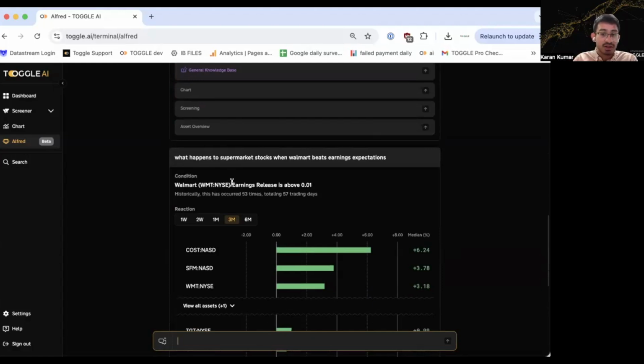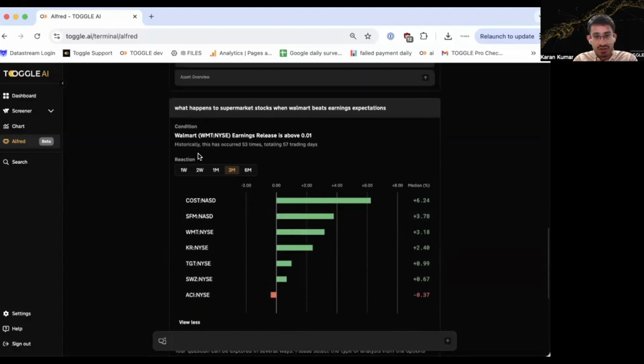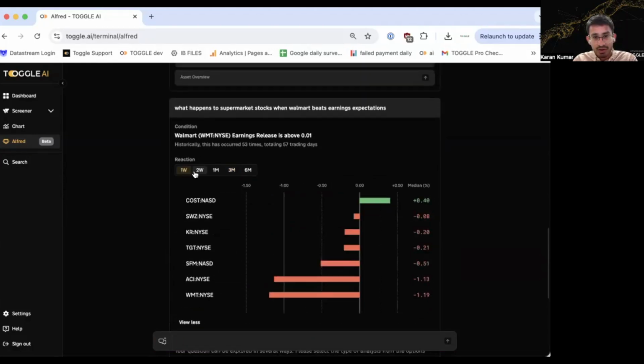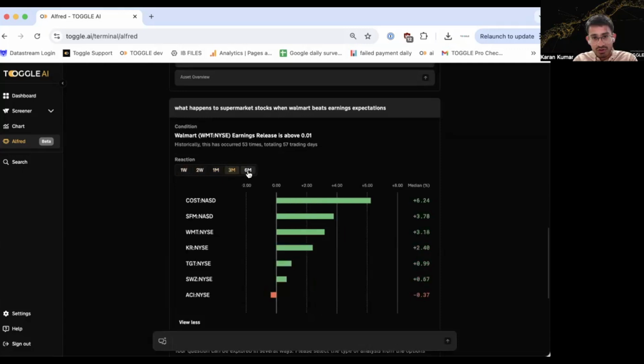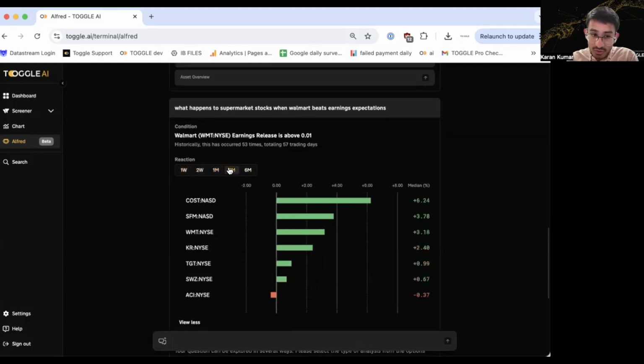But now I'm a little more specific, and I say supermarket stocks, and then it's gone out and picked out supermarket stocks for us and shown how they respond. And what is it showing us? Costco typically is a stock that does really well when Walmart beats earnings expectations. So you see Costco on a dip, maybe you might be picking it up.